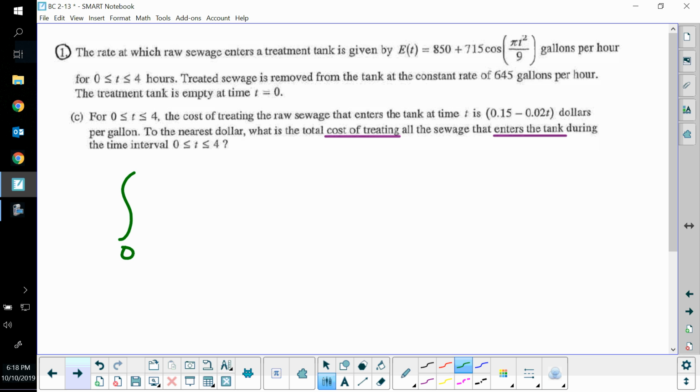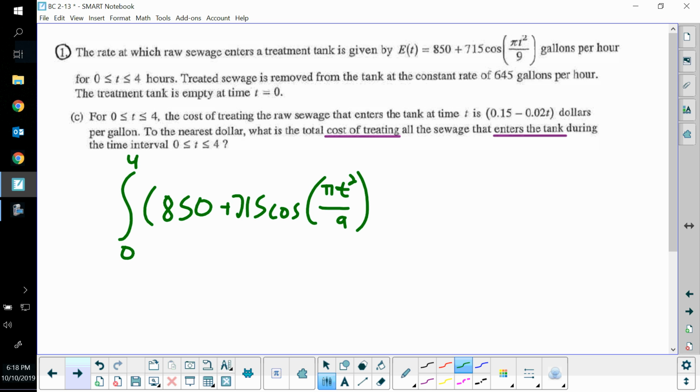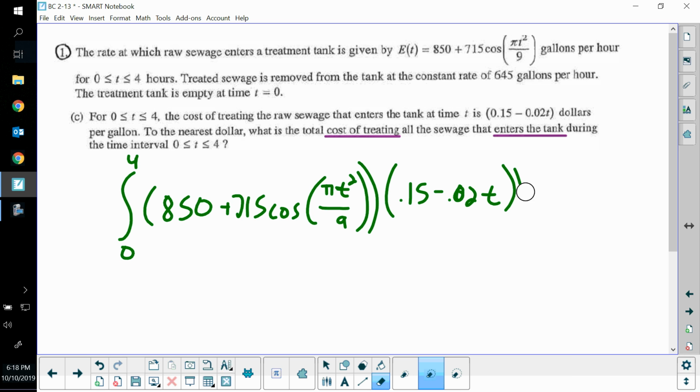So we are just going to take our entering expression, which we used in part A, and that's going to give us the gallons that are coming in. Well, we need to multiply it by the cost per gallon. So we'll multiply it by 0.15 minus 0.02t. And then I don't need that last parenthesis. And we'll just have a dt at the end.